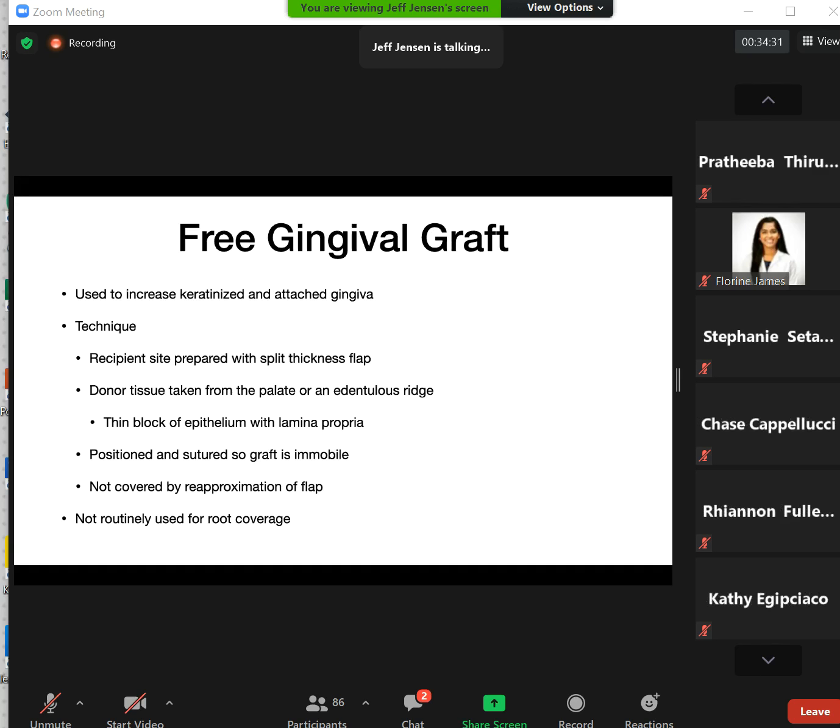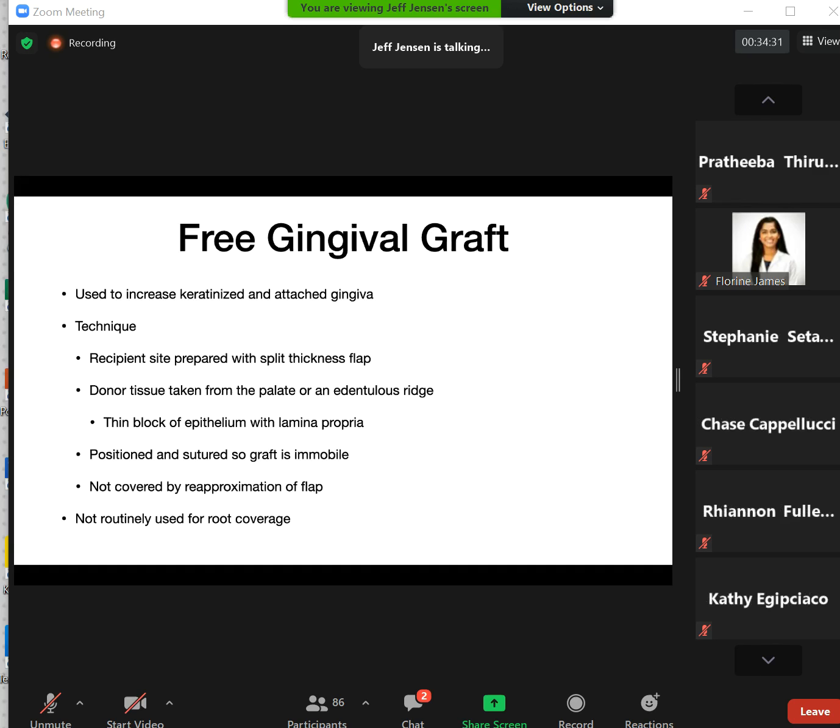Free gingival graft. So this is a different type of graft. Okay, so this is a gingival graft, but our goals on this are typically a little different than when we do the connective tissue or the alloderm. So the main reason we're using this graft is to increase the amount of keratinized gingiva that we have around the teeth. Okay, so in this case, we prepare the site a little bit differently.